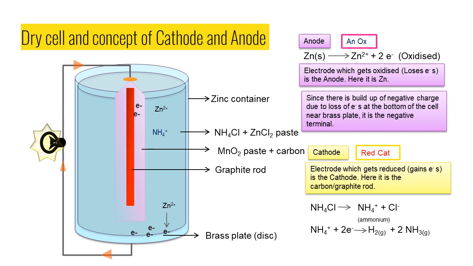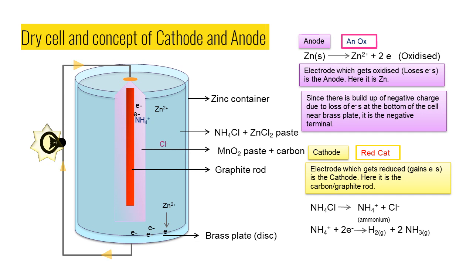Other than this, in zinc chloride paste and ammonium chloride paste, there are ammonium ions and chloride ions. These ammonium ions migrate towards the graphite where electrons are coming, and they gain electrons, means they get reduced. In this process, ammonia gas is evolved, and this again goes to ZnCl2 to form a complex.